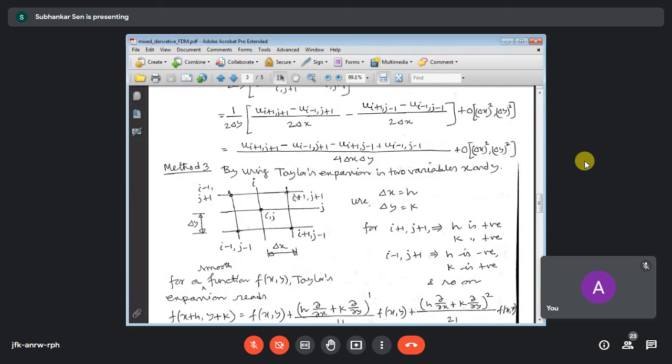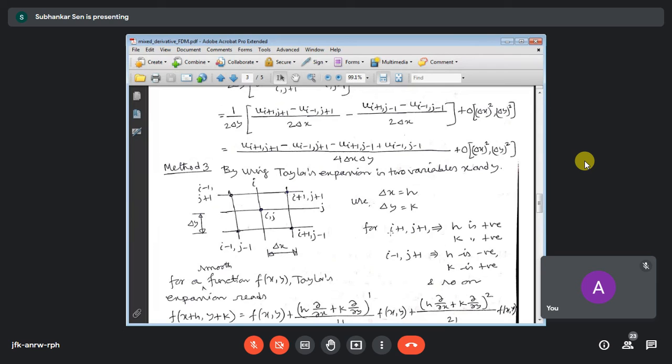Okay, u(i+1, j+1). i+1 means x plus delta x, j+1 means y plus delta y, j-1 means y minus delta y. So the unknown variable we can expand at this point, this point, this point, and this point with respect to the reference point. So this is the reference point. Okay, so delta x equals, you know this thing.